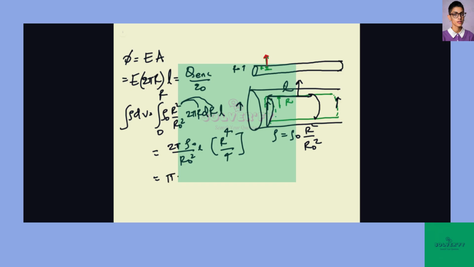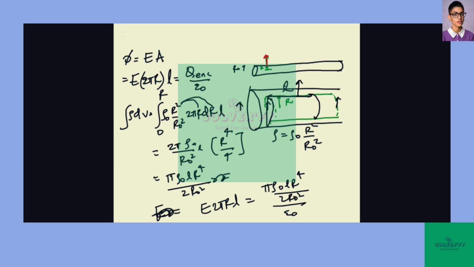This is simply pi rho naught L r power 4 by 2 r naught square, which means the electric field will be, by equating this to, now the electric field times area, which is 2 pi rL, will be equal to charge enclosed by epsilon naught. Charge enclosed is pi rho naught L r power 4 by 2 r naught square divided by epsilon naught. From this we get that the electric field is rho naught r cubed divided by 4 epsilon naught r naught squared.